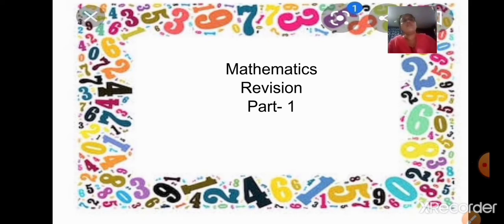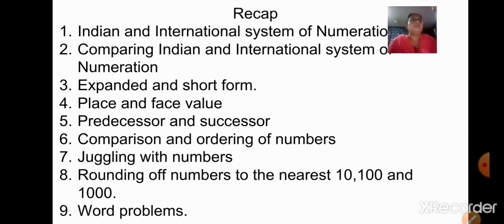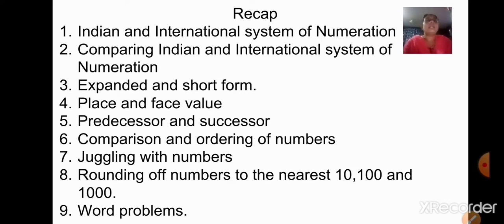So from today onwards we'll be doing the revision of all the chapters. So today in part 1, let us take a quick recap of chapter 1 and solve some sums. Now in the first chapter we have already studied about Indian and international system of numeration.